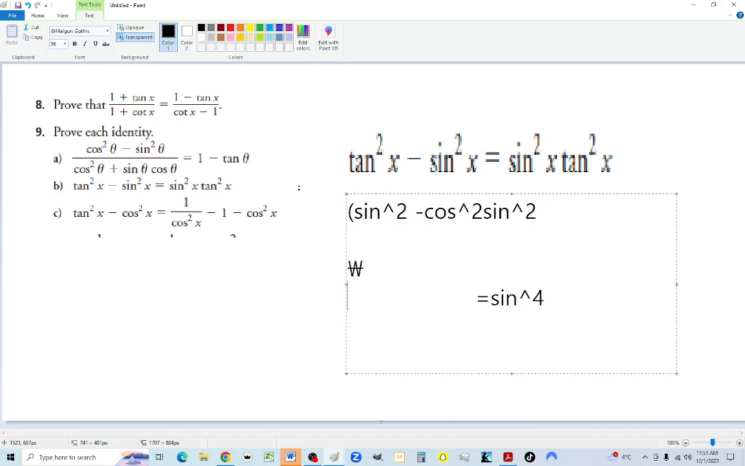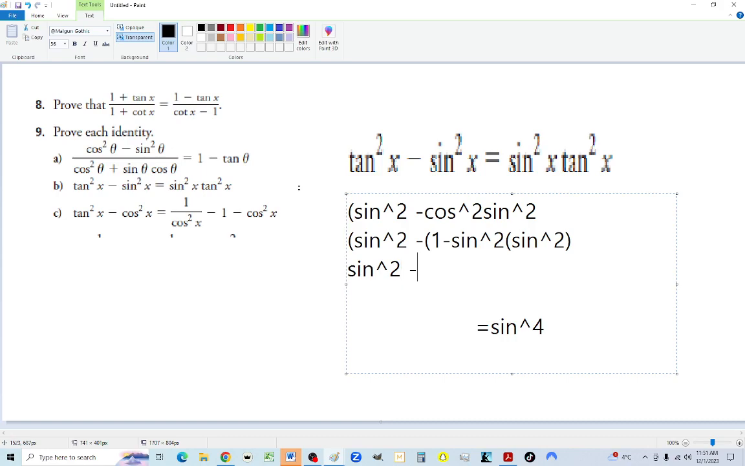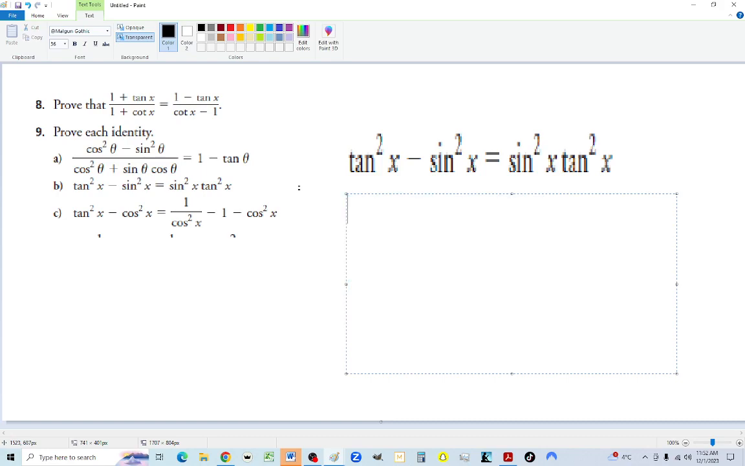That so far does not equal sine to the power of 4 until we realize that cos squared is also 1 minus sine squared, times sine squared. And that therefore becomes sine squared minus, open brackets, sine squared minus sine to the power of 4. And then when this minus applies to the bracket, it becomes minus sine squared plus sine to the 4. And these disappear. So suddenly on the left, I have sine to the power of 4, and on the right, I have sine to the power of 4. I'm pretty sure there's an easier way of doing it.